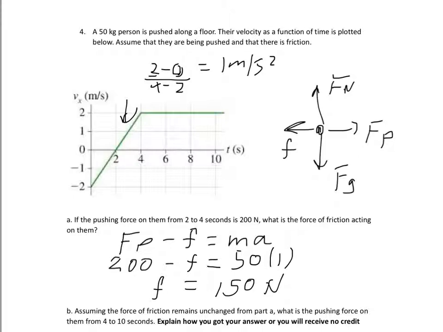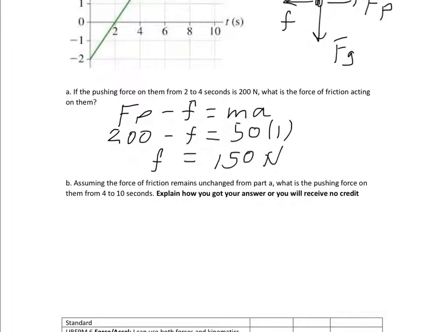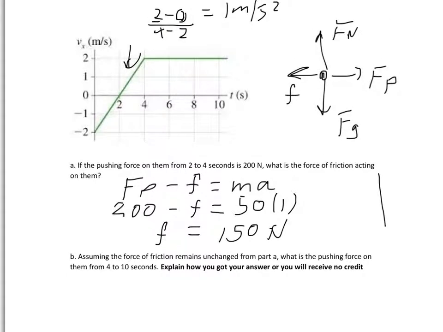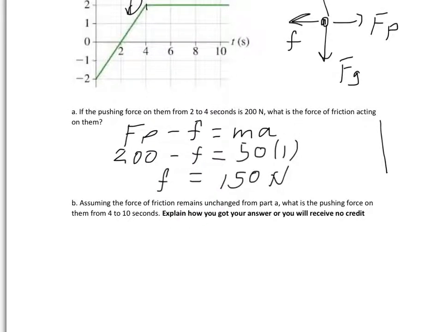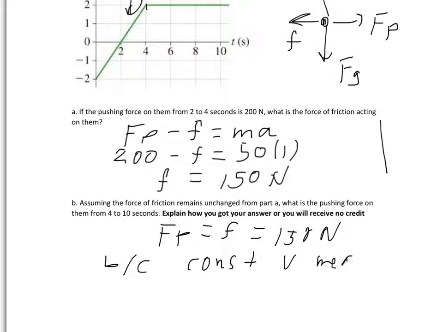Now continuing, let's go ahead and assume that the force of friction remains unchanged from part A. Well, if we look here from 4 to 10 seconds, let me scroll up here, we actually have a constant velocity from 4 to 10 seconds. So what that means is the pushing force is going to actually balance the friction. So we're going to have Fp equals Ff, and that's going to be 150 newtons, because constant v means the forces balance.